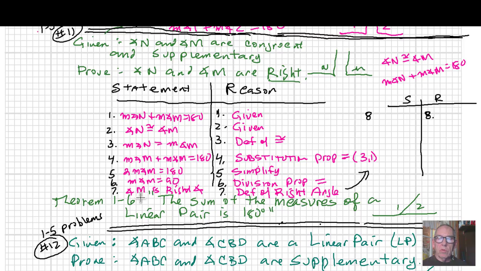So this is going to be a substitution. I'm going to substitute between 2 and 7. So substitution between line 2 and 7. And I'm going to be able to say that angle N is right. And so between 7 and 8, we have proved that angle N and angle M are right angles. So this one took 8 steps. Okay, let's move on.